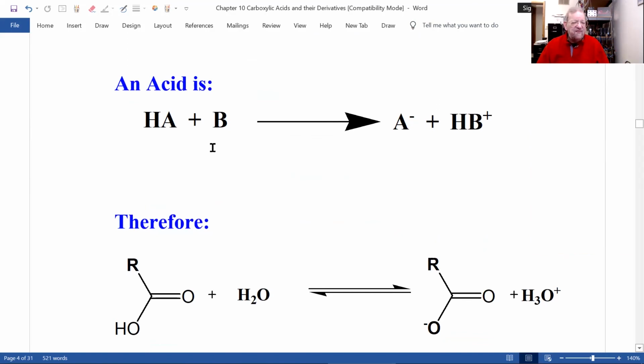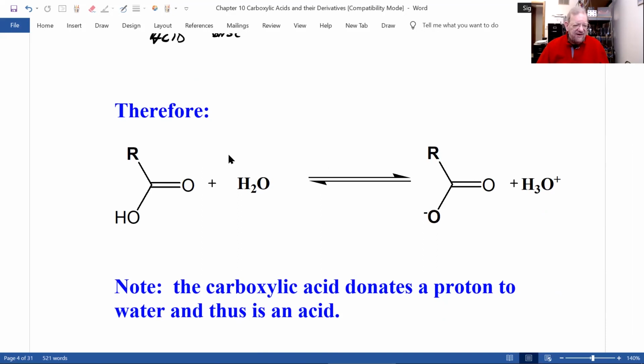And if we have an acid and a base, this is an acid, this is a base, can be many things, it will form an anion, plus the base will accept the proton. That's the definition. Therefore, in a carboxylic acid, this is the acidic proton on the oxygen. And notice I formed what's called the carboxylate anion. I'll talk more about this later in this chapter.